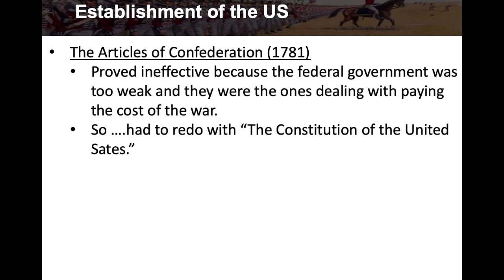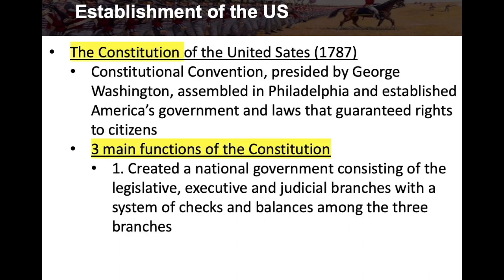Well, if you're a weak federal government, you're not going to have any power to make decisions on paying for a war. The Articles of Confederation had to be redone, and it was redone into the Constitution of the United States. Okay, so that's our next important document, the Constitution, 1787.